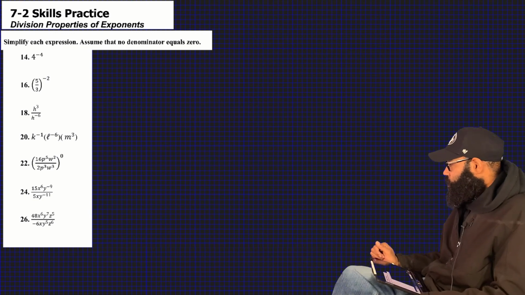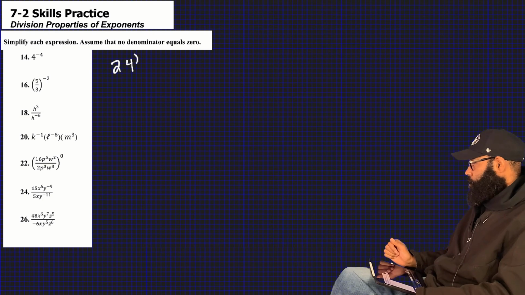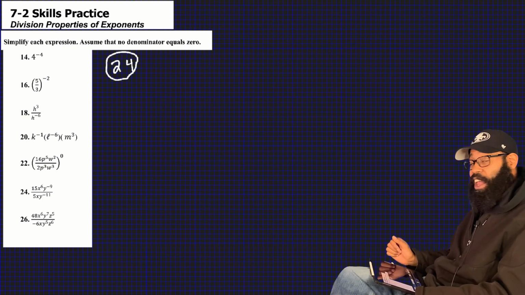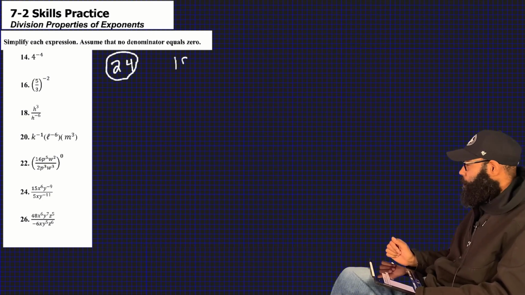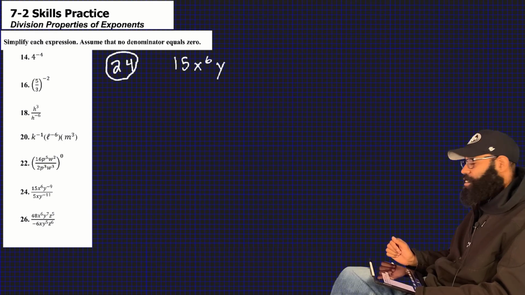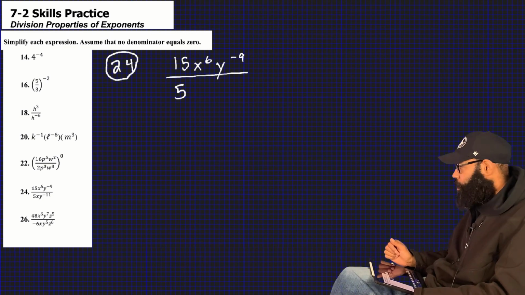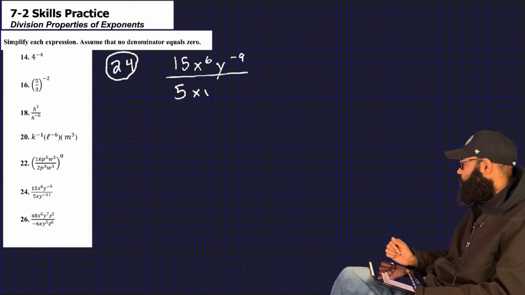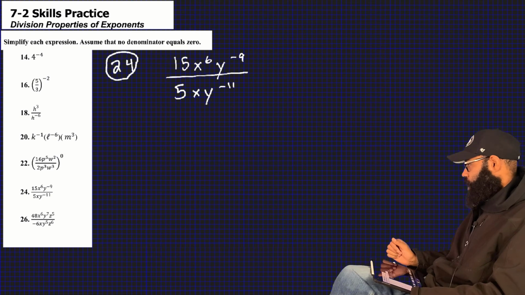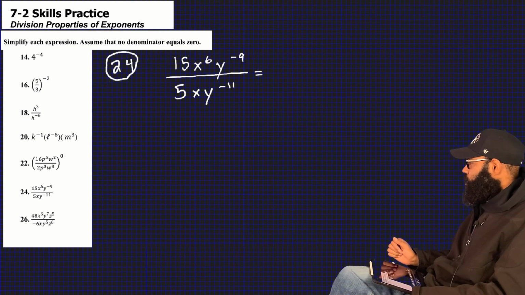Looks like 24 and 26. 24 can scare your average kid. And why? Well, 15x to the 6th, y to the negative 9th. What do you mean negative 9th? Right? All divided by 5xy to the negative 11th. So I think in this situation, guys, why not we break it down?